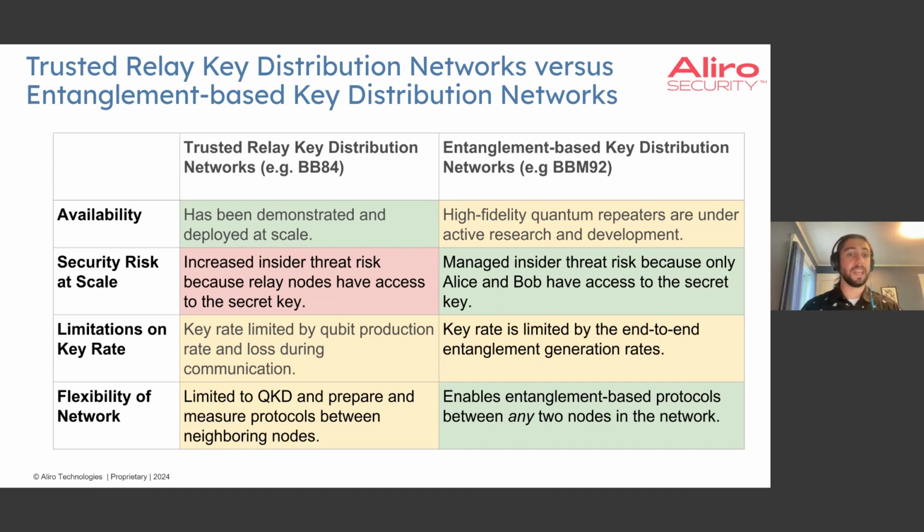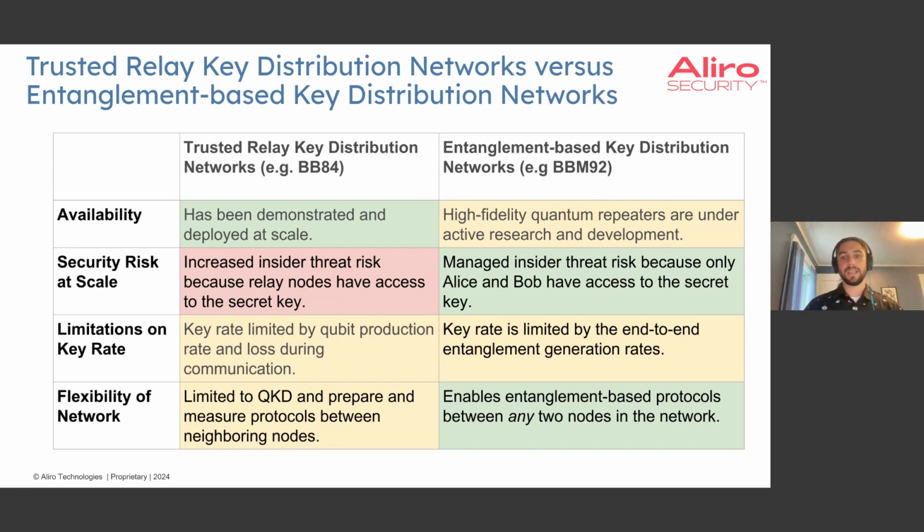In the third row, we have the limitations on key rate. So in both cases, there's pretty severe limitations on the rate at which keys can be produced. On the left, it's how quickly can you actually send your qubits through a fiber to a receiving node, what is your rate of qubit preparations, and how many of those qubits actually make it to their measurement at the other side of the optical fiber.